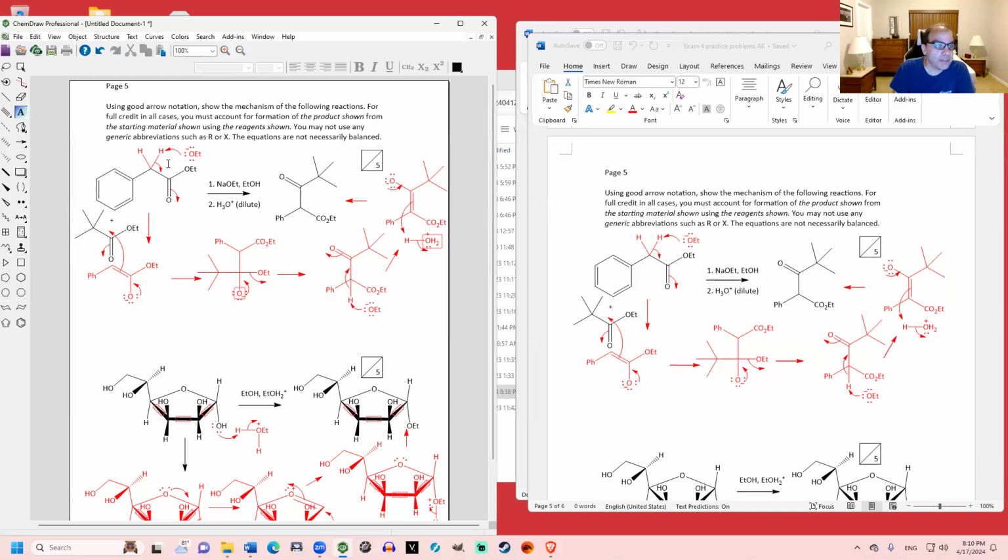First, we deprotonate alpha to the carbonyl using the base that we're given, which is ethoxide. And then that enolate, this is that same enolate that we get. I just used Ph for the phenyl group. That attacks the second carbonyl compound and gives this intermediate. And then remember, in a Claisen condensation, we don't protonate the oxygen because we already have a decent leaving group attached to that carbon. So we reform the carbonyl, kick out the alkoxide as a leaving group, and get this compound.